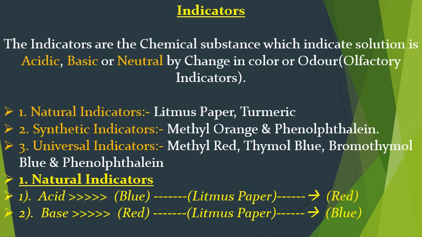Natural indicators: basically, if we have litmus paper and we want to check whether the solution is acid or base, then if blue litmus paper changes to red, the solution must be acid. But when red litmus paper changes to blue, then the solution must be base.